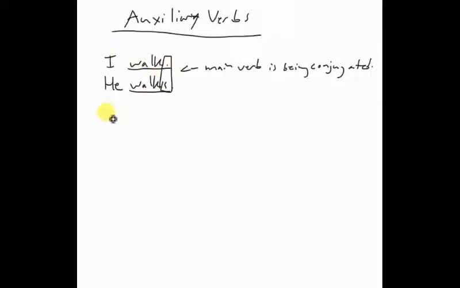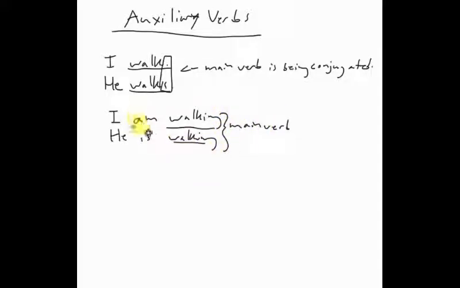In the durative present, so this is the aorist present in English, the durative present, we can say I am walking, and he is walking. Walking is still the main verb, but our helping verb is the verb to be. Our auxiliary verb is the verb to be, am, is. So the auxiliary verb is being conjugated.